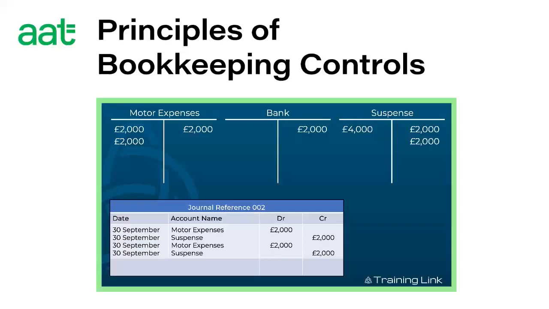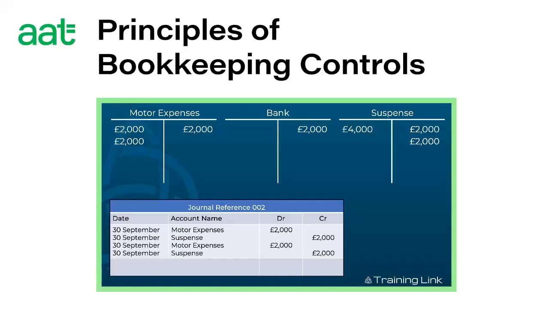Now there will be some of you, and this is what I want to address, thinking, so why have we done it twice? Why did we not just debit our motor expenses for 4,000 and credit the suspense for 4,000? It is an extremely valid question. The reason why we don't do that is, although you would get the correct balances in both accounts, if someone else within your finance team is looking at these accounts, it is much harder to identify the transactions against each other.